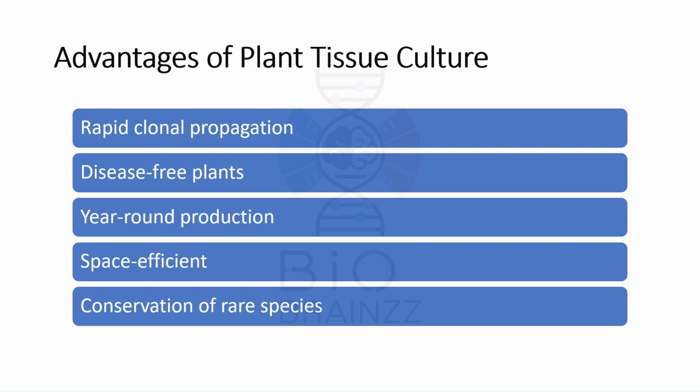Plant tissue culture has many advantages. It allows rapid clonal propagation, which means many identical plants can be produced quickly. It also helps in producing disease-free plants, which is very important in agriculture. Another advantage is that production can happen throughout the year, independent of seasons. It also requires less space and helps in conserving rare and endangered plant species by growing them in laboratory conditions.